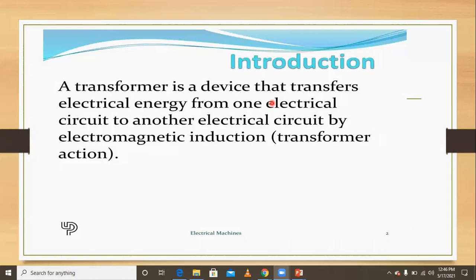The main importance of the transformer is that it steps down the voltages. It monitors the voltages. Our household applications, that is TV, fan, refrigerator, cooler, or whatever it may be, operate at a maximum of 230 volts only. So how do we maintain these 230 volts? By giving it to these devices using a transformer only.